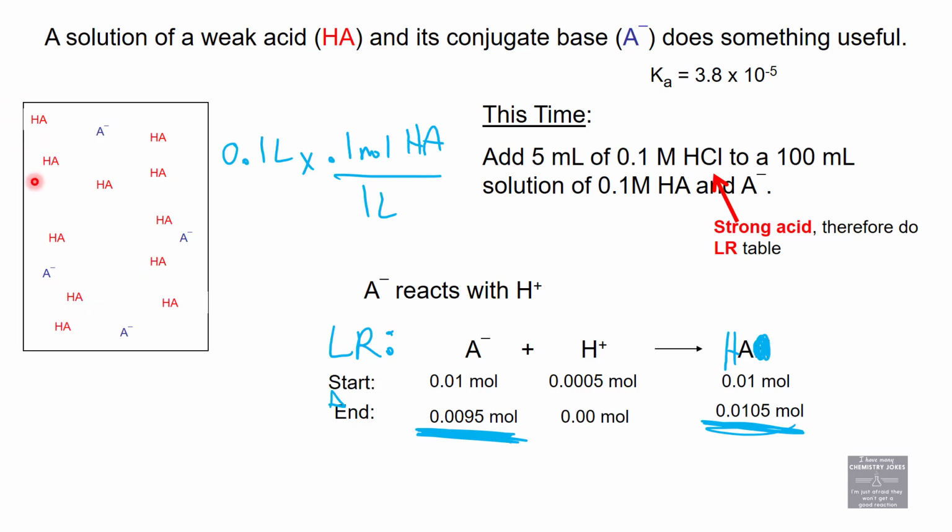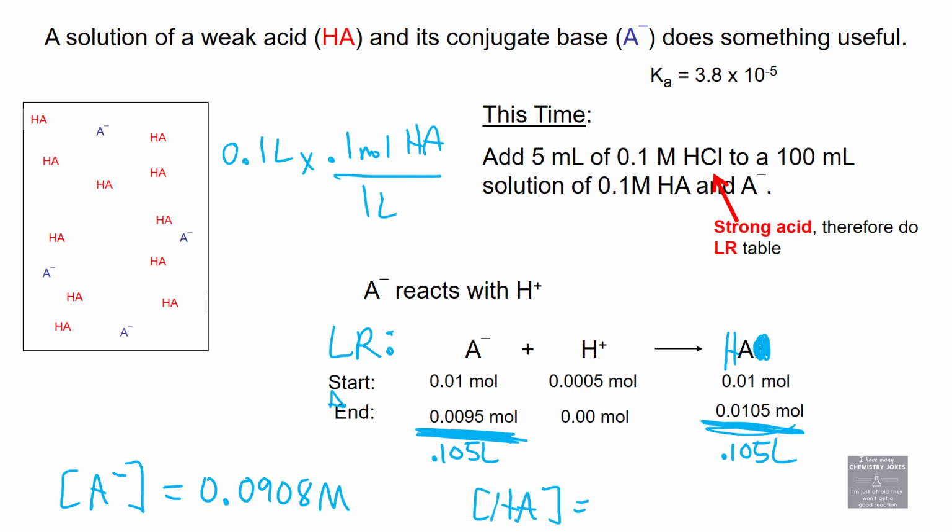Here's my animation. H plus and A minus react together to form lots of HAs, but you still have plenty of A minuses, so it's still a buffer solution. So you find new concentrations of your base and acid according to your limiting reactant. That means 0.0095 moles divided by 0.105 liters. We get a new concentration of A minus that is 0.0908 molar, and a new concentration of HA, that's 0.1 molar.